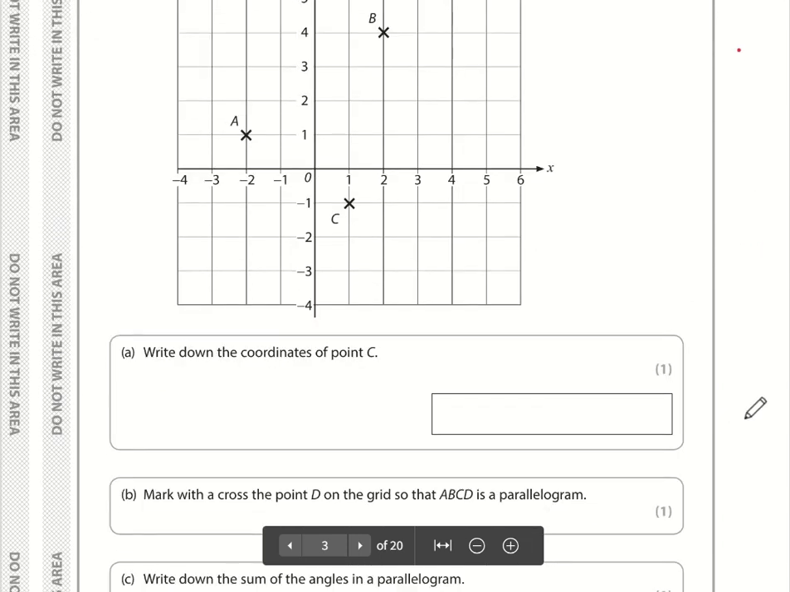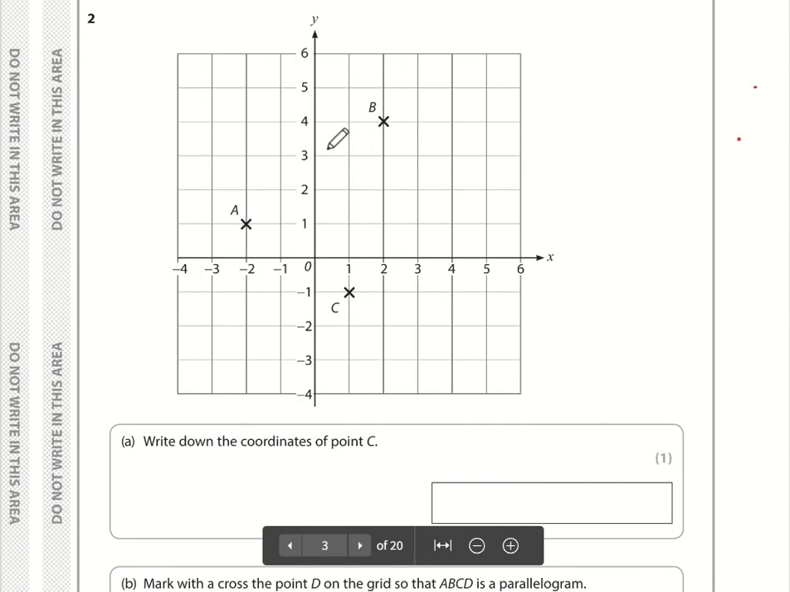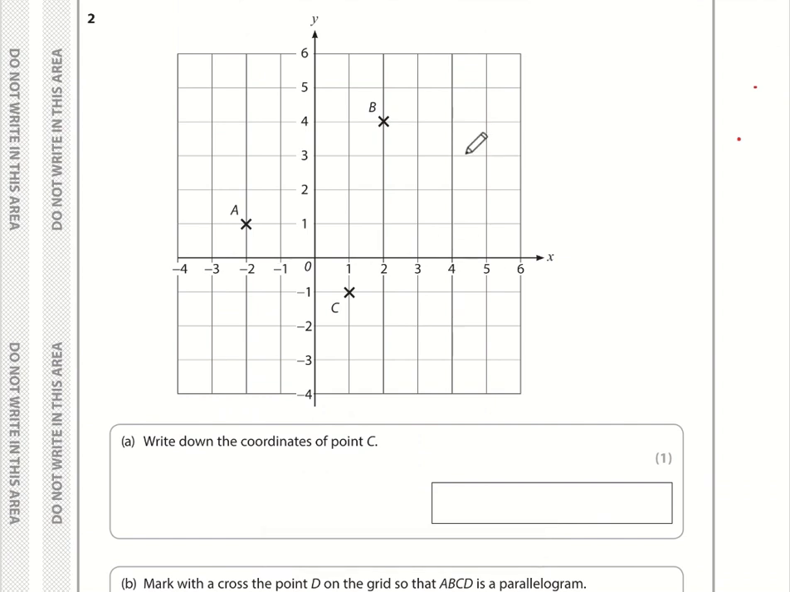Write down the coordinates of point C. So remember, with coordinates we go along the corridor and up the steps. So in other words, we do horizontal then vertical, so we're going across to 1 and then down to -1. So the coordinates are 1, -1.